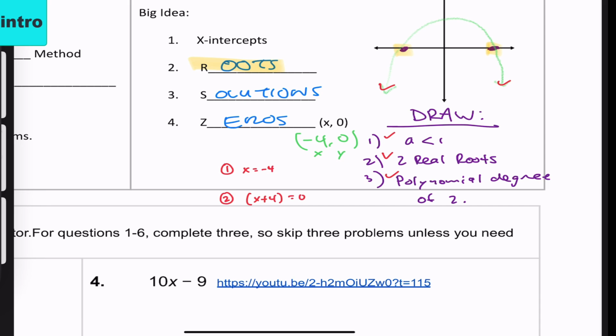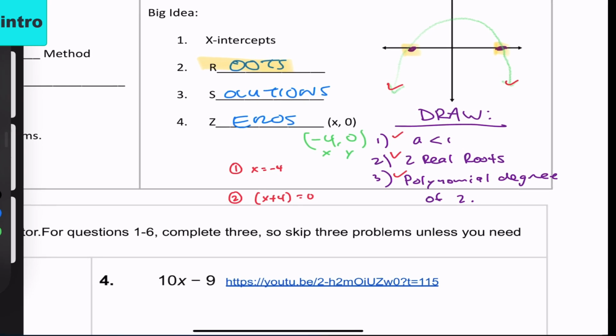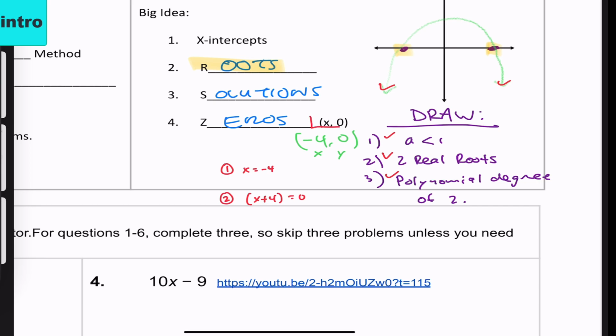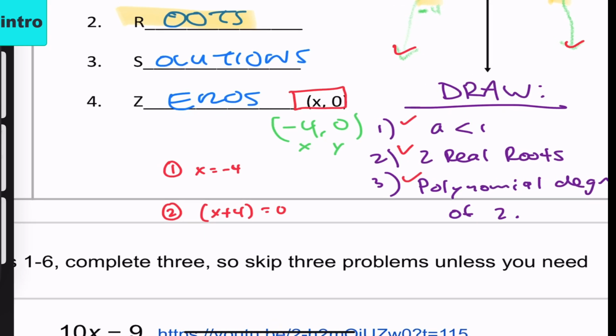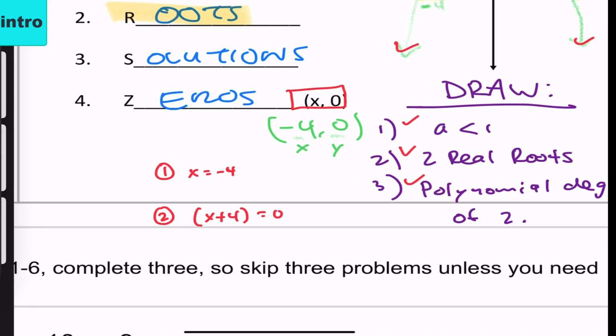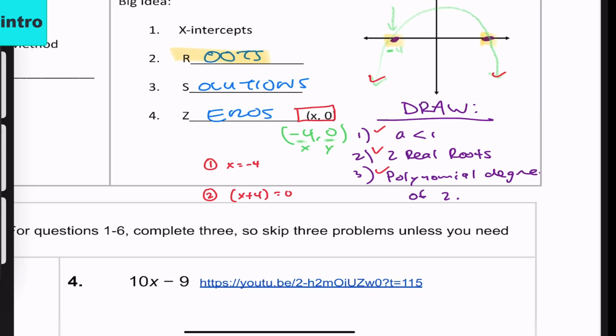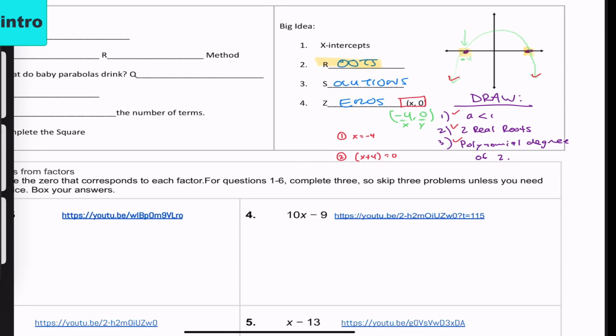So then we talked about how you can make up a number. So a root is x comma 0. So if you make up a number for this one, we just said something like -4. That means -4 comma 0 is your ordered pair. X is -4 and your y is 0. And that's the reason why they call them zeros. So let's highlight that.